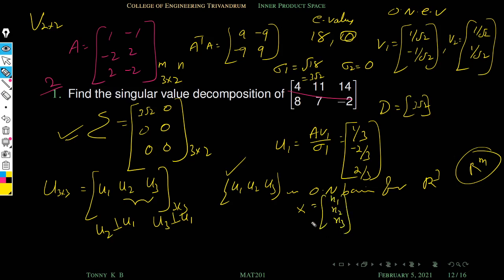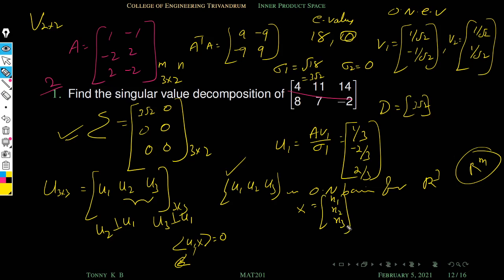So we have to construct two vectors x1, x2, x3 such that they are orthogonal to u1. Orthogonal to u1 means the inner product of u1 and x equals 0. You got it? Inner product of u1 and x equals 0. What is the inner product of u1 and x? Suppose x is equal to x1, x2, x3.